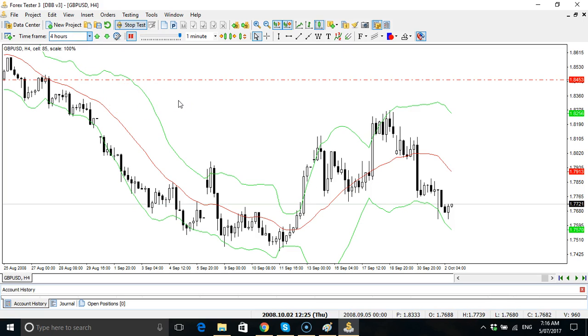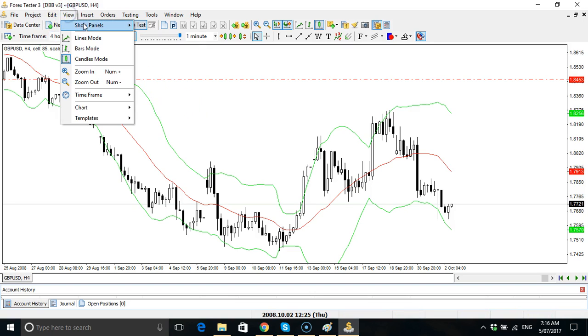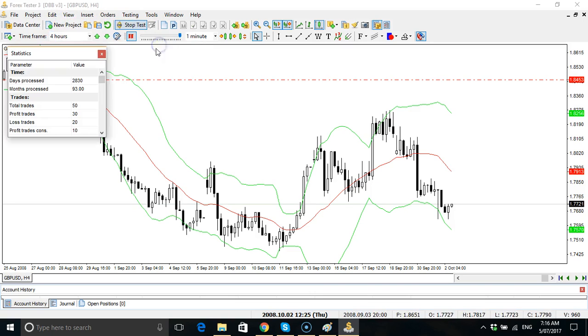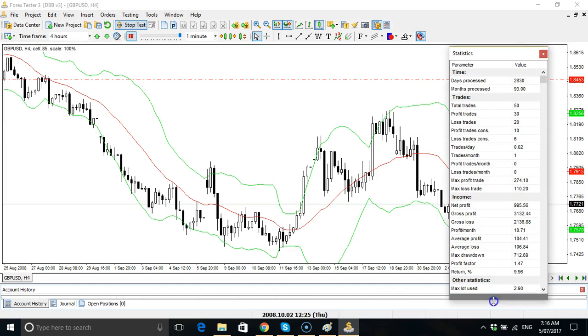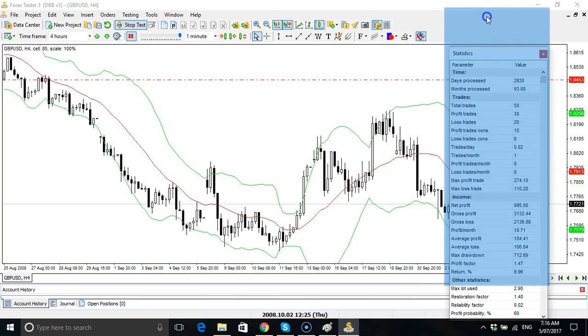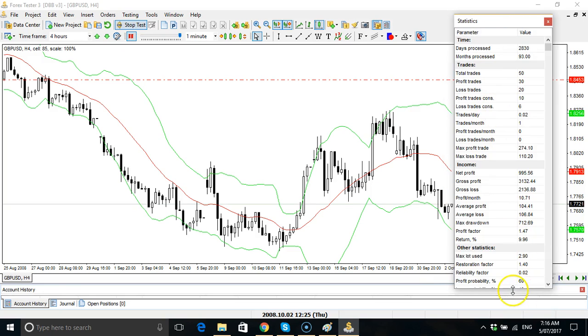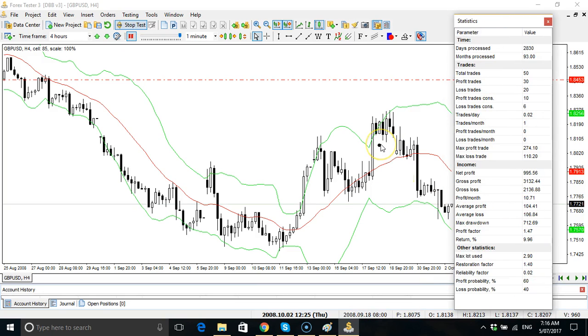Anyway, we're doing the pound US dollar on the 4-hour chart. I'll get the stats on. I think it was no trades from memory. Why is it doing that? Why do you do that to me?